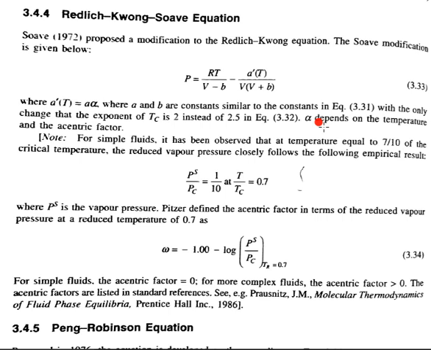Here Ps is the vapor pressure, and the eccentric factor is defined in terms of the reduced vapor pressure at a reduced temperature of 0.7. So omega = −1.0 − log(Ps/Pc) at Tr = 0.7.